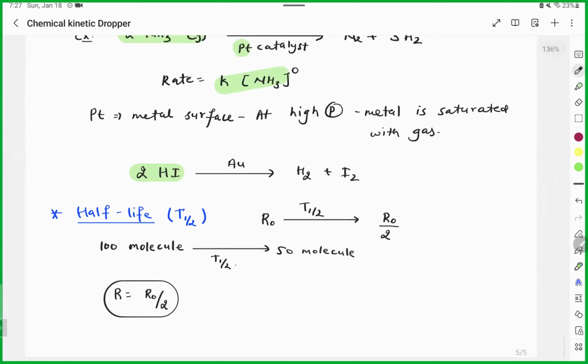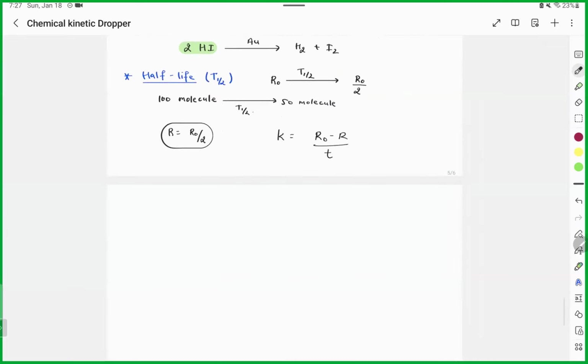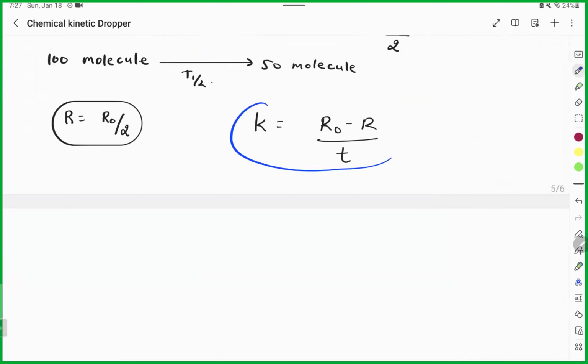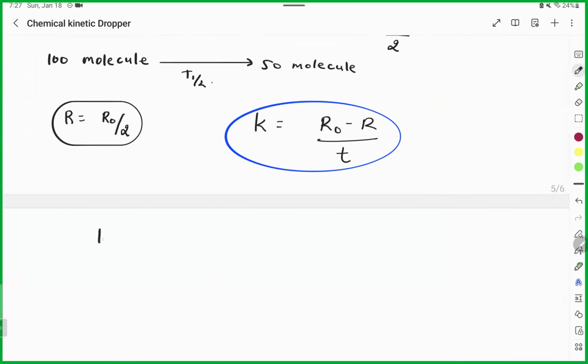How much time will it take in the zero order reaction? Your equation was K is equal to R naught minus R by time. This was the equation. Initial minus final, because the initial value is high. If you calculate the value, then K will be equal to R naught minus R, which is R naught by 2, divided by how much time it will take?